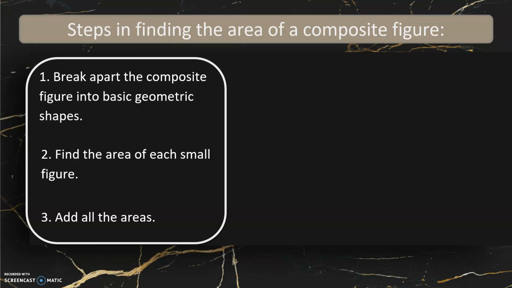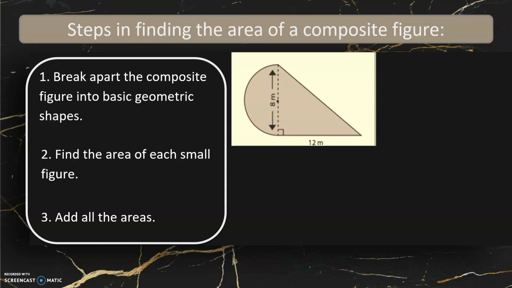So let's have some examples. Let's try to find the area of this composite figure. As you can see, this composite figure is made up of a triangle, this one, and a semicircle. So this triangle and this semicircle are sharing a side, which is this one, okay? So this is acting as the height of the triangle and at the same time the diameter of the semicircle.